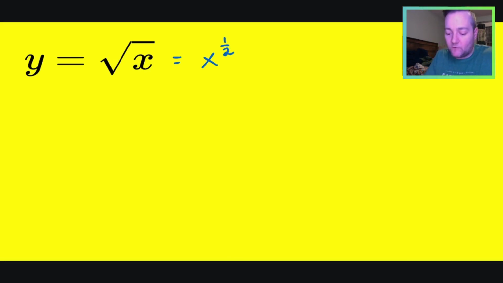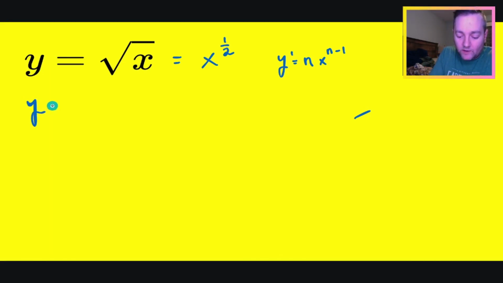So for those of you who might not have watched the last video, the power rule basically is, you take the exponent down in front and you subtract 1 from your exponent. So how we're going to do this is I'm just going to rewrite this radical as x to the 1/2. So this 1/2 drops down in front just like that, and then we subtract 1 from the exponent.